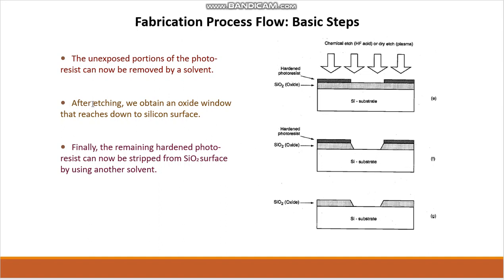What do we have to perform? Etching. If you can see this one, etching. So we need to perform etching. It is a process by means of which the unwanted portion can be removed from that particular surface, just to have a bare oxide window over which we can actually deploy the gate electrode. Finally, in the last figure G, we can see that the remaining hardened photoresist can also be stripped off from the SiO2 surface by using another solvent.